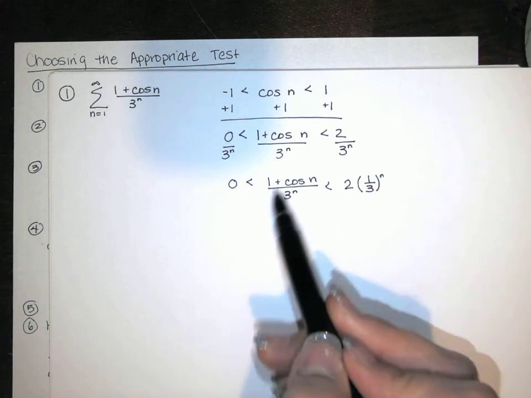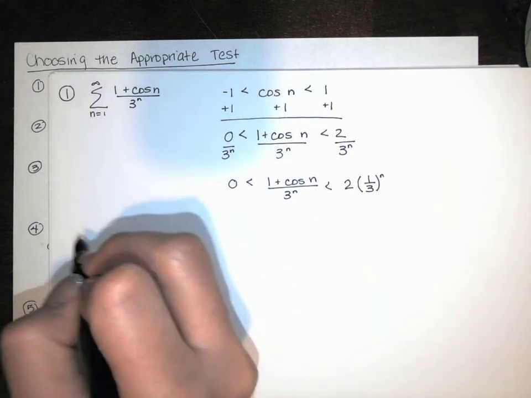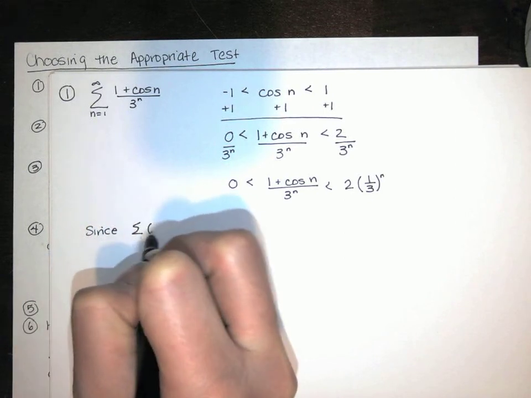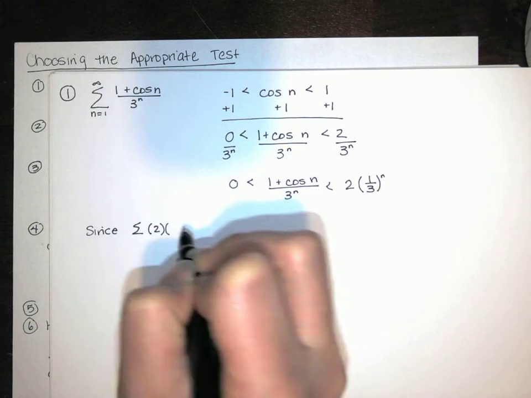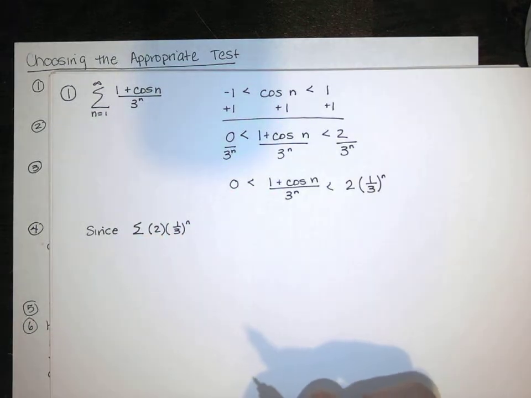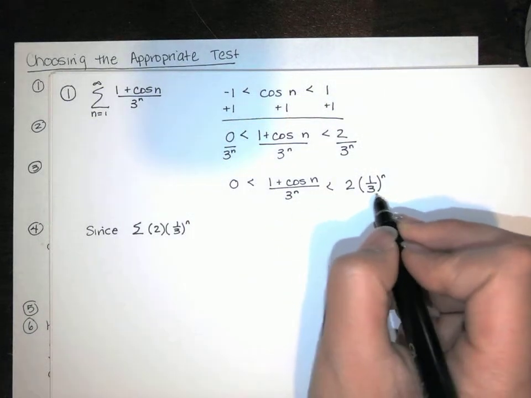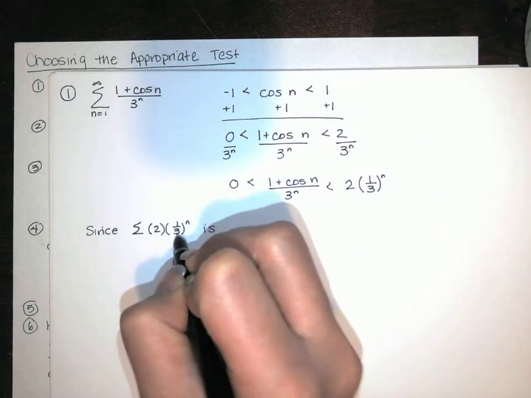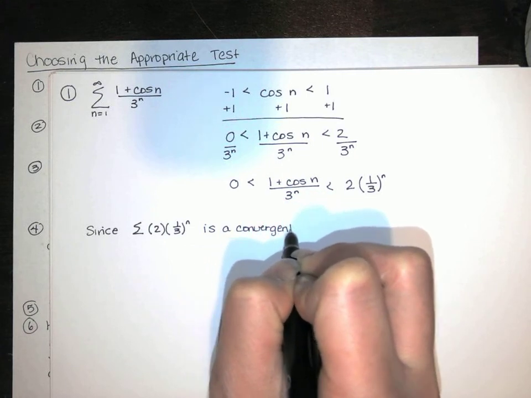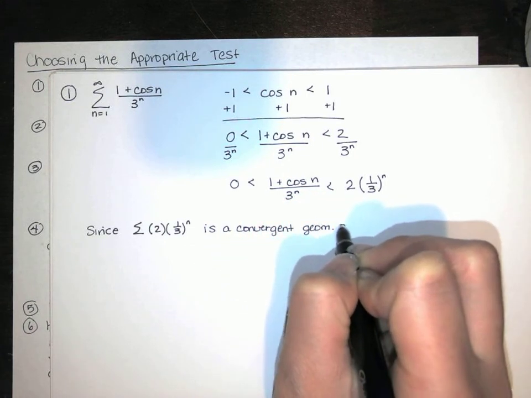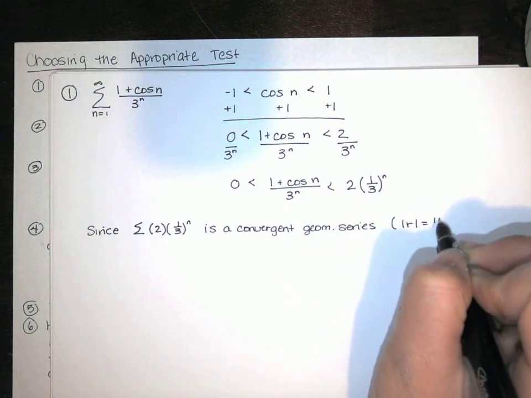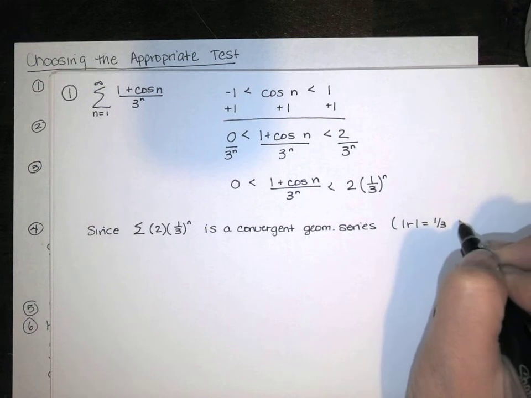So let's see if we can conclude anything about this guy over here. So we'll say since this series, yes, those parentheses weren't necessary, but that's okay, I just started writing them. This series is a convergent geometric series because, and we know it converges because r is 1/3, and the absolute value of 1/3 is 1/3, and that is less than 1.